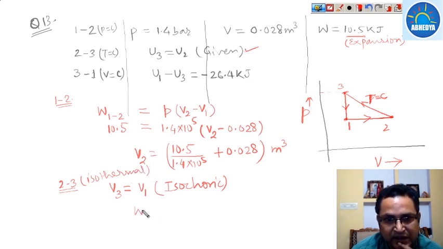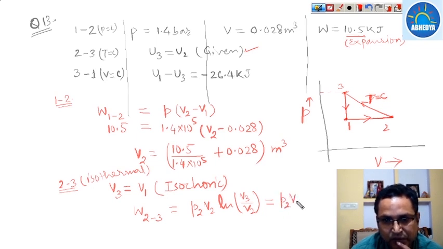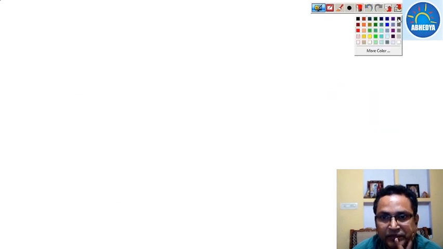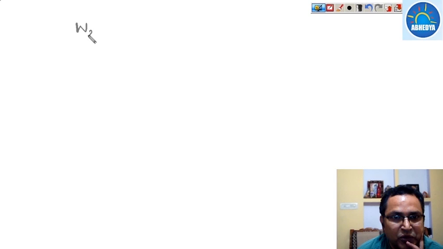So work done from 2 to 3, what is its value? This is nothing but P2 V2 ln V3 upon V2. Now V3 is nothing but V1, so this is V1 upon V2. So work done from 2 to 3 is equal to P2 V2 ln V1 upon V2.